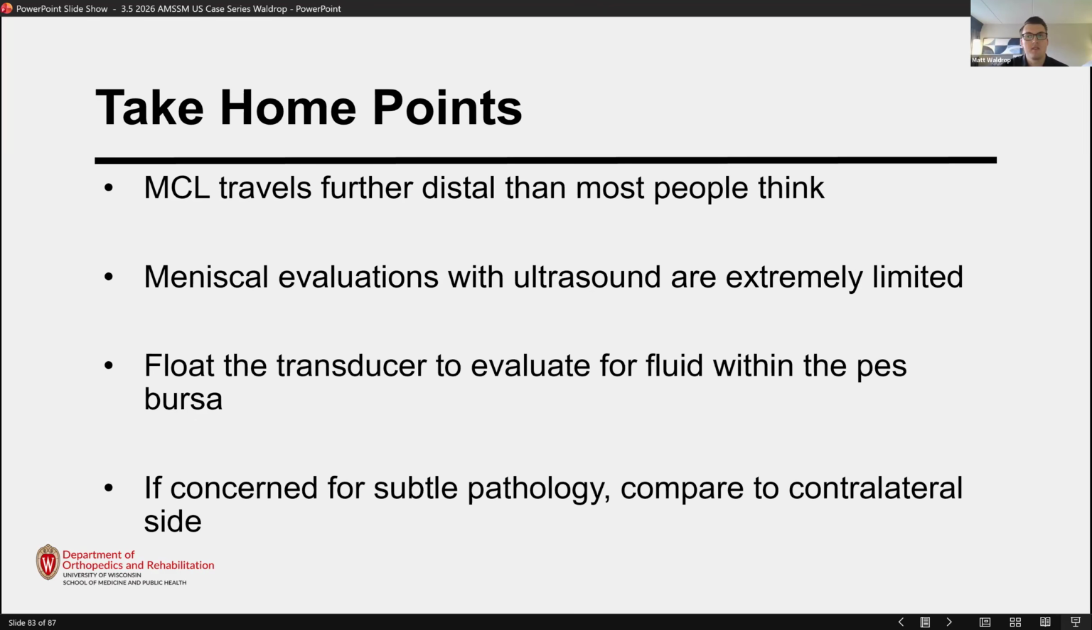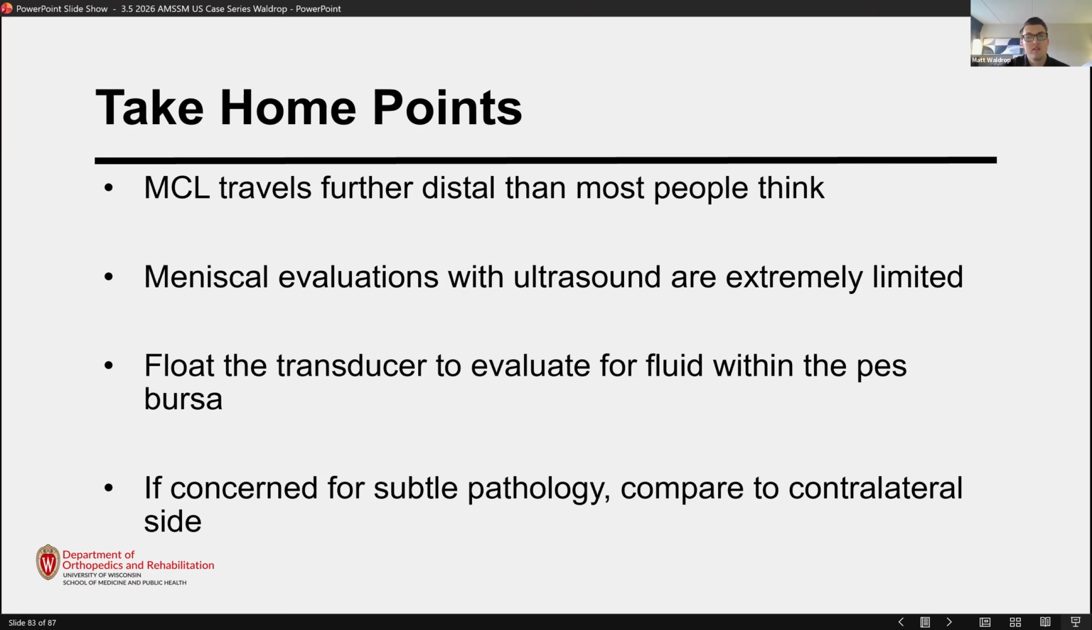So some take-home points from this case and the overview of the medial knee ultrasound protocol with AMSSM. The MCL travels further distal than most people think, and it inserts on the medial tibia. Meniscus evaluations with ultrasound are pretty limited because we can really only reliably visualize the external-most aspects of the anterior and posterior horns of the menisci. But we can sometimes see evidence of perimeniscal cysts or significant meniscal extrusion.